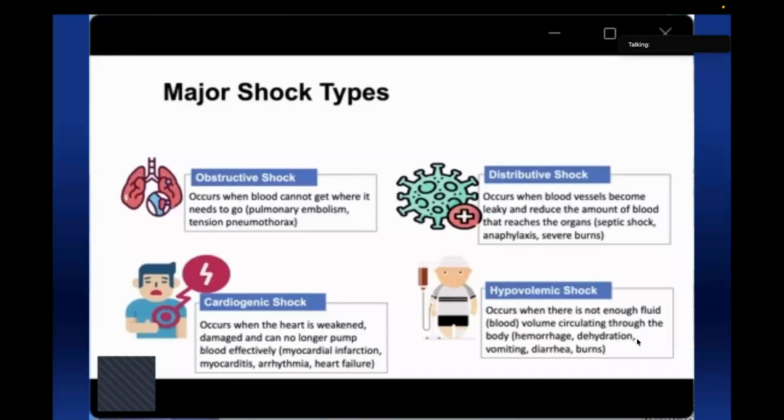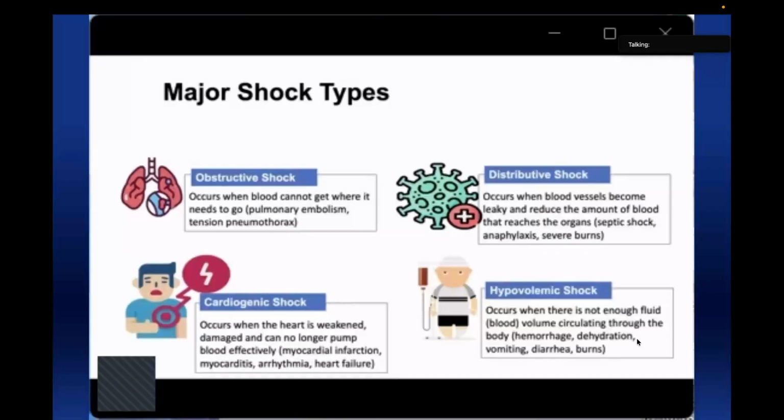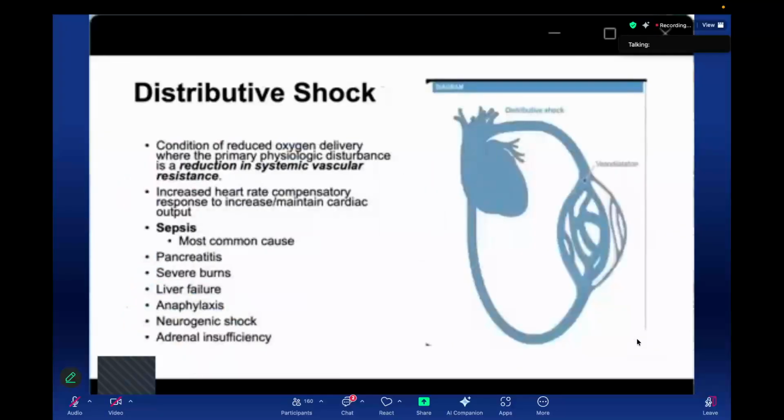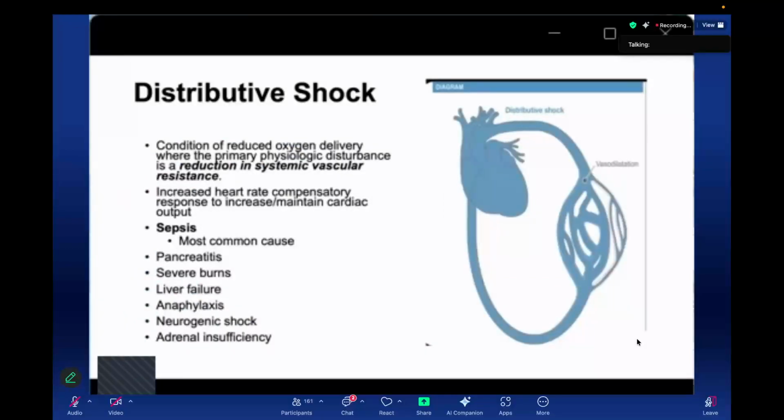Hypovolemic shock occurs when there is not enough fluid or blood volume circulating through the body. For example, if your patient gets dehydrated, has hemorrhage, vomiting, diarrhea, and burns. Okay, let's go with this type of shock one by one.